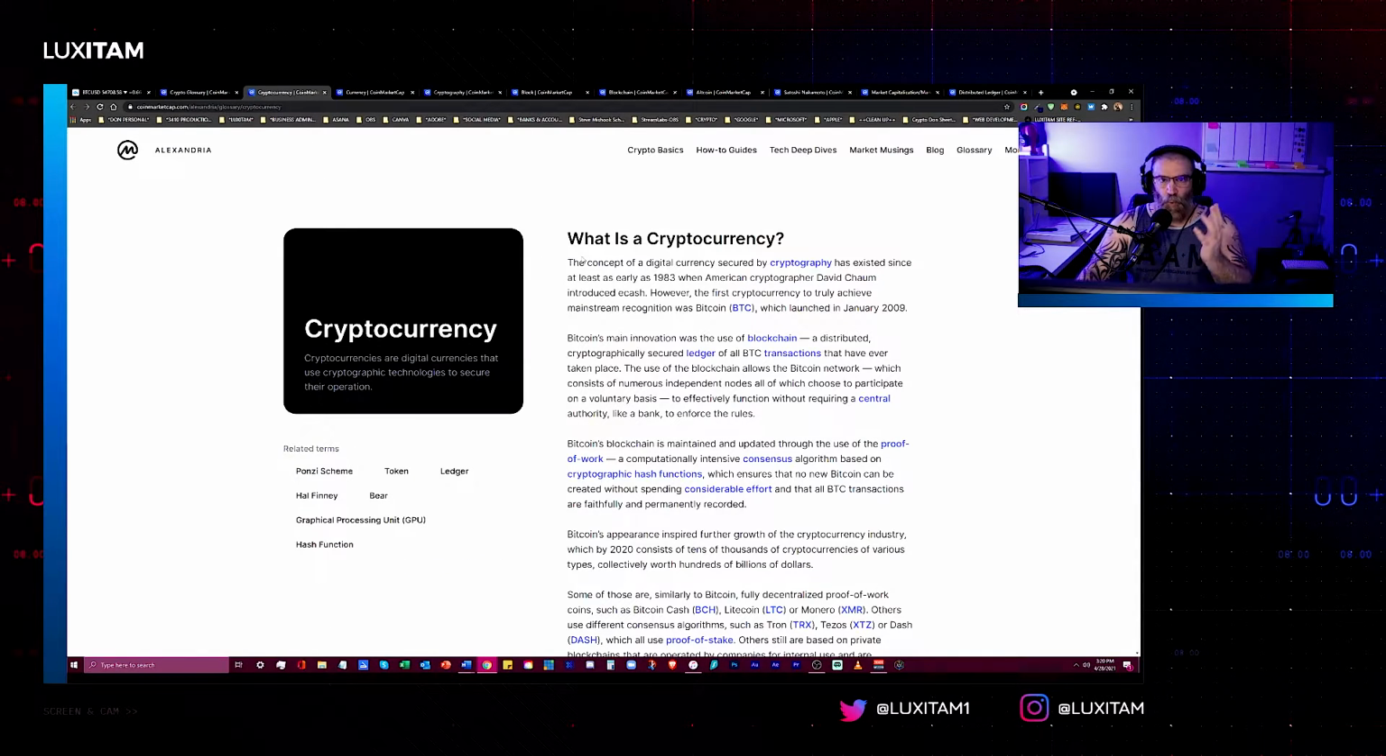First of all, what is a cryptocurrency? Definitely read up on this one. It says right here, cryptocurrencies are digital currencies that use cryptographic technologies to secure their operation. Definitely one of the first ones to understand.